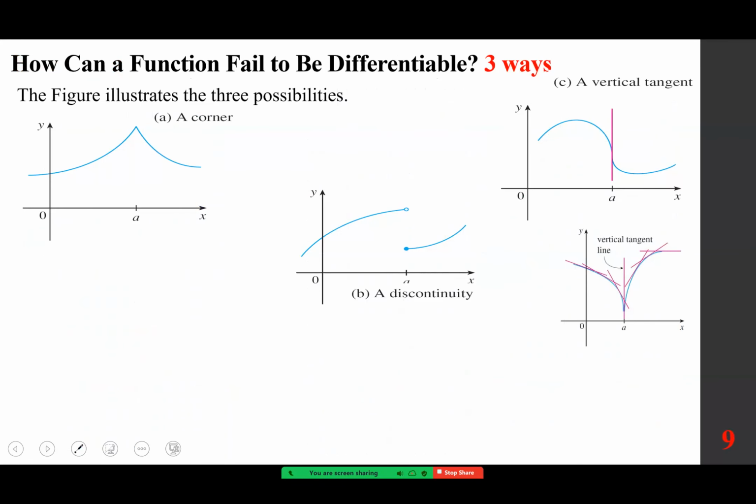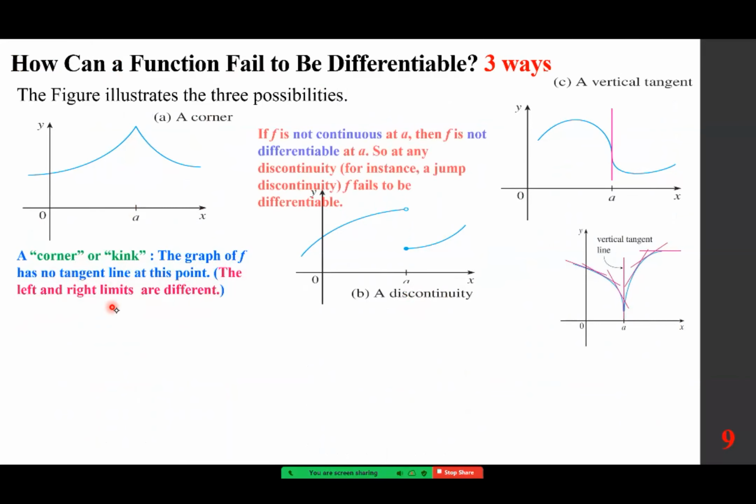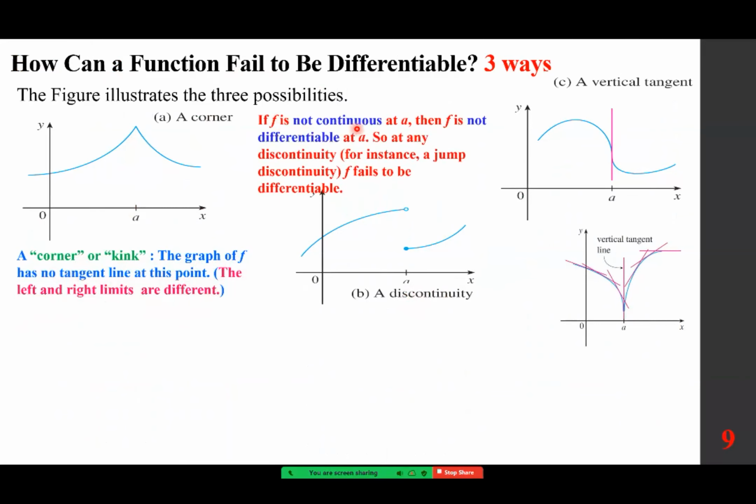The next topic, how can a function fail to be differentiable? There are three ways. When we have a sharp corner, when we have a discontinuity, when we have a vertical tangent line. When we have a sharp corner or kink, the graph of f has no tangent line at this point. The left and right limits are different. We have a discontinuity. If f is not continuous at a, then f is not differentiable at a. So at any discontinuity, for instance, a jump discontinuity, f fails to be differentiable. This is jump.